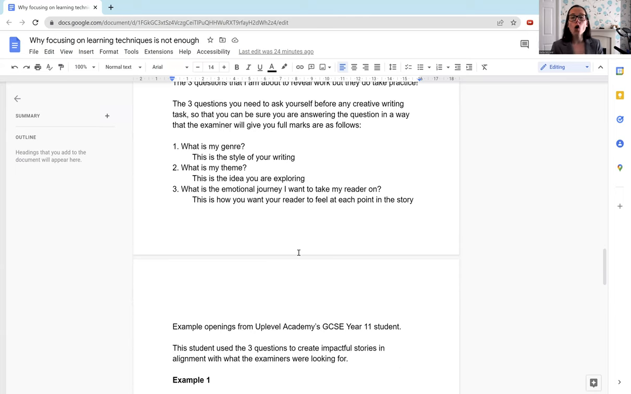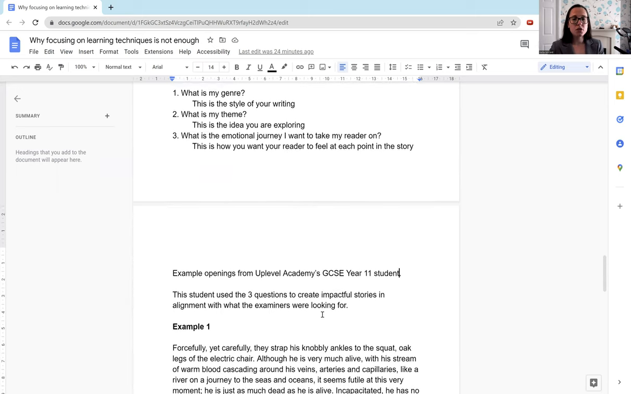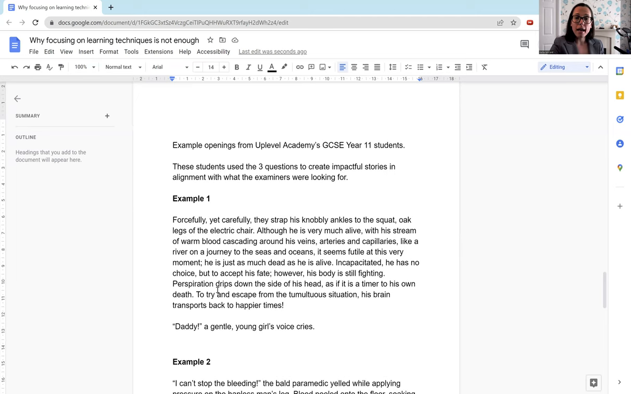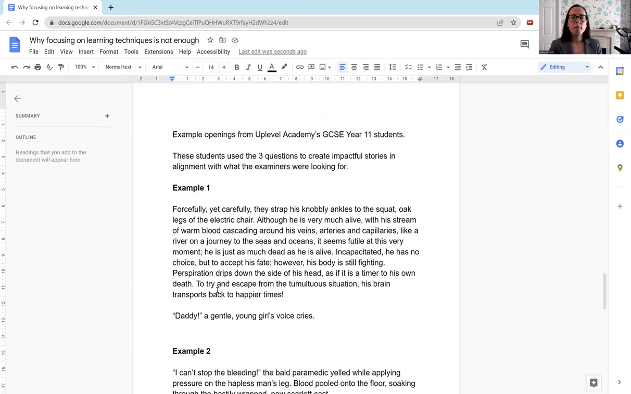So here are some example openings from some of Uplevel Academy's GCSE Year 11 students. So these students used the three questions to create impactful stories in alignment with what the examiners were looking for. I had initially chosen one student, but decided to choose a few instead. And these are taken from Eduqas, WJEC and AQA. So you can see there's a collection. So it doesn't matter what exam board you are studying.